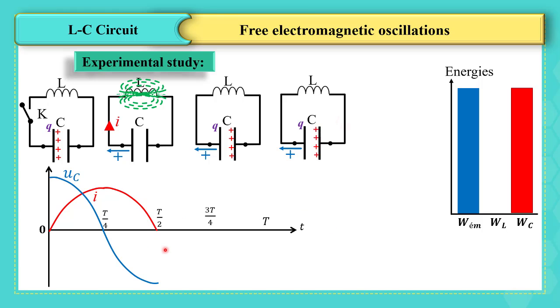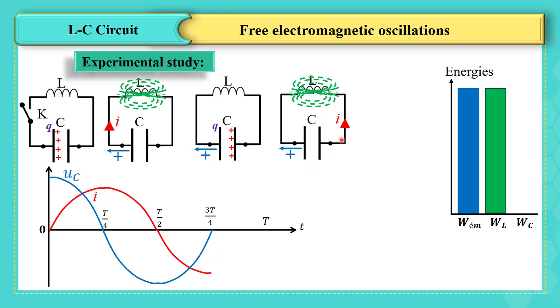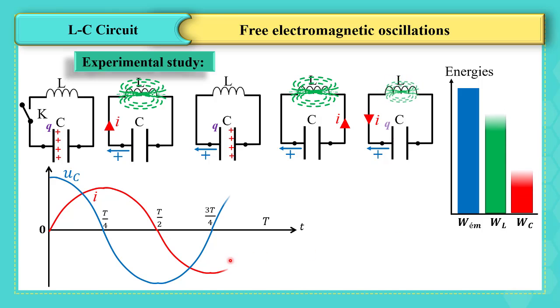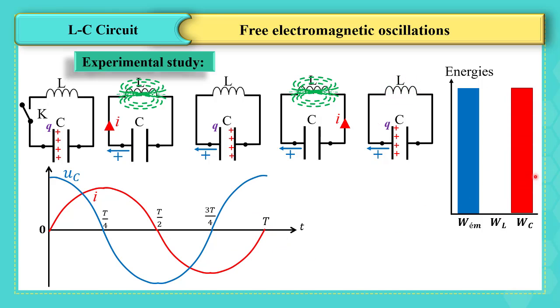In the third quarter, current will be negative since it is directed opposite to the positive sense, and the electric energy is again transforming to magnetic energy. And at the end of the fourth quarter, the energy in the circuit will be purely electric again. Note that at any instant, the electromagnetic energy is the sum of the electric and magnetic energy. In the absence of any resistance, we observe that the electromagnetic energy is always constant since there is no loss of energy.